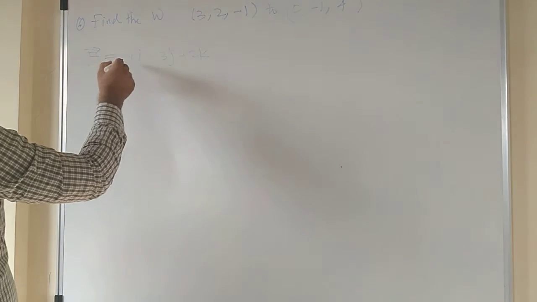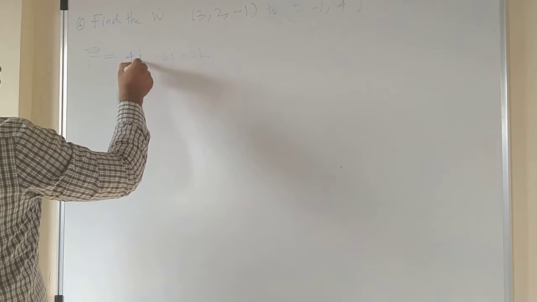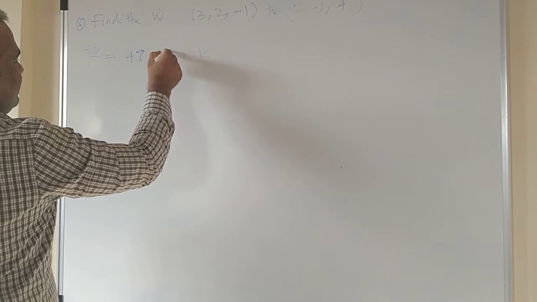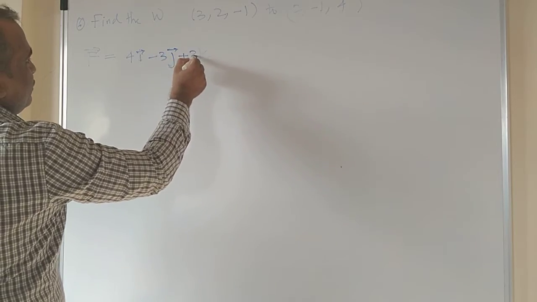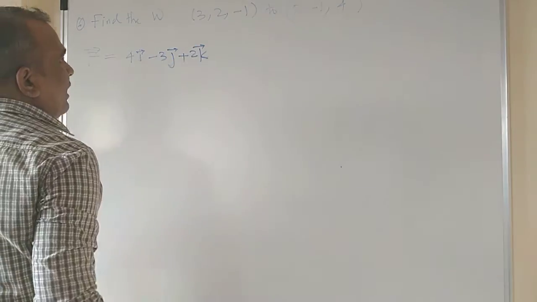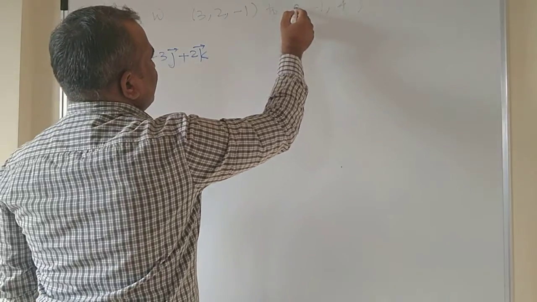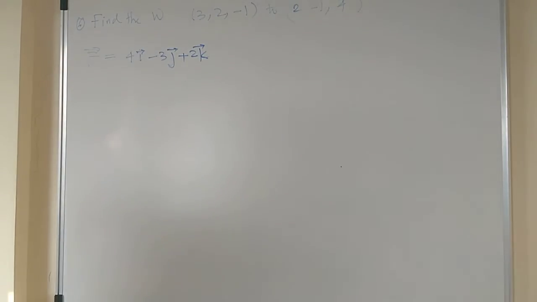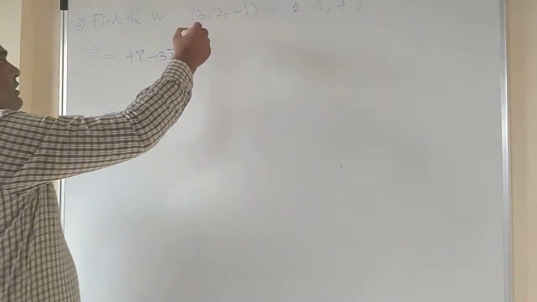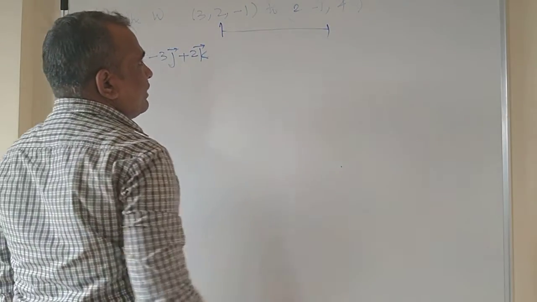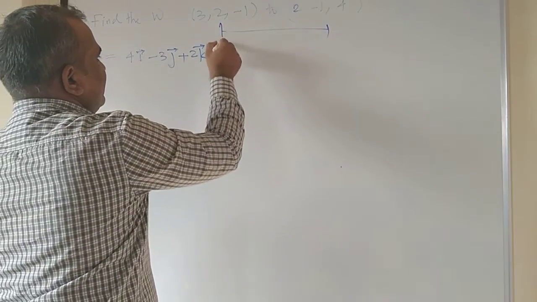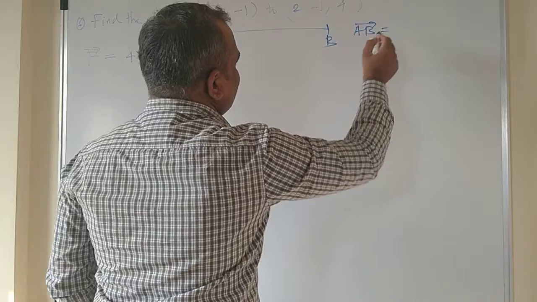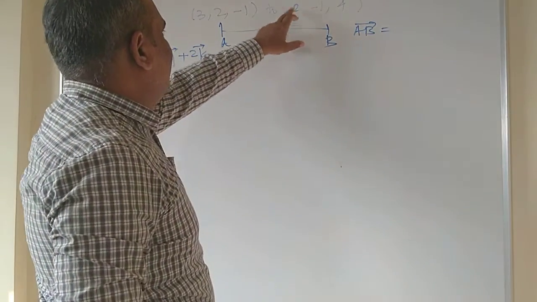So this vector F bar is equal to 4i bar minus 3j bar plus 2k bar, and these are the two points, and you are asked to calculate the work done. Let us say this is point A, this is point B. So AB bar, that is the position vector, will be calculated as this minus this.